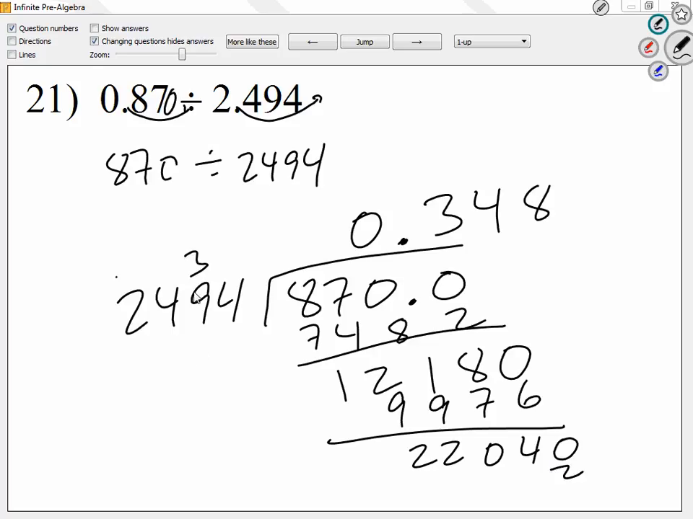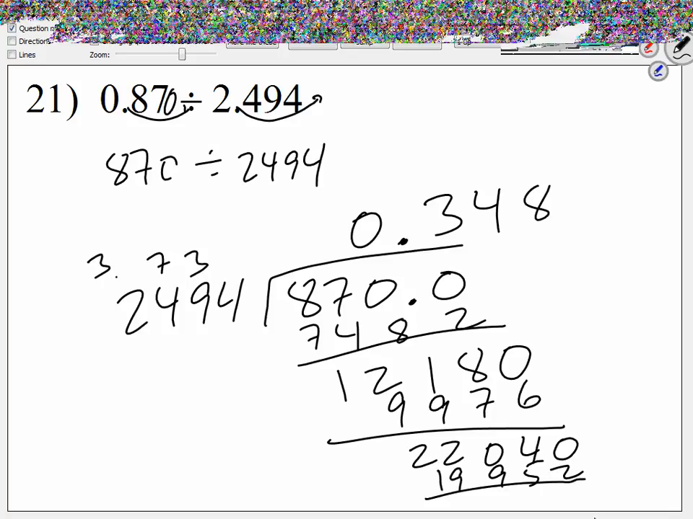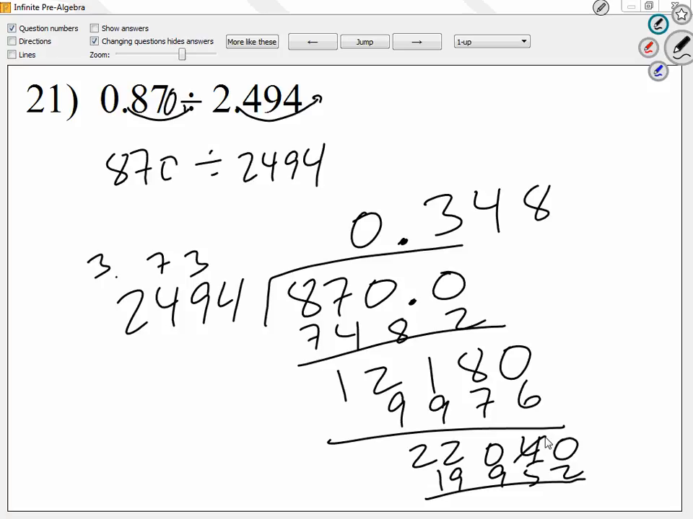8 times 9 is 72 plus 3, 75. 8 times 4 is 32 plus 7 is 39. 8 times 2 is 16 plus 3 is 19. Subtract this. That's an 8. That's 8, 0, and 2. I can add a 0 to continue.